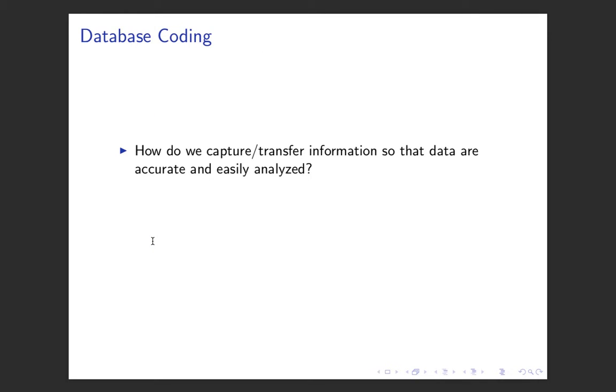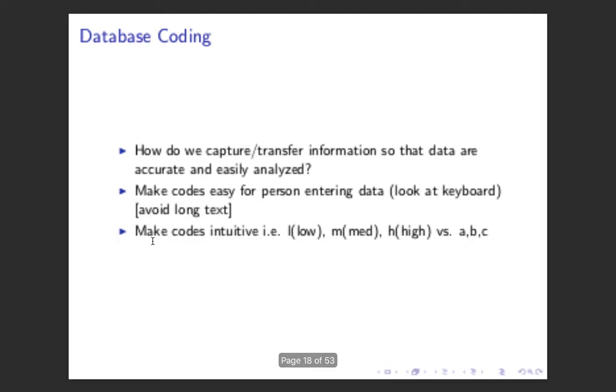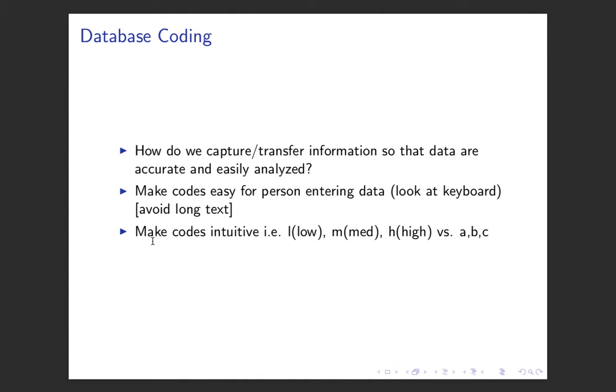Okay, so the coding, we want to make sure the data are accurate and equally analyzed. We want to make the codes easy for somebody entering the data on a keyboard or whatever. And so if you are going to ask people to enter a code, try to make sure that it's easy. So, for example, if something is, what's the level of your stress? Is it low, medium, or high? It's easier to do L, M, and H, versus something like ABC, which is just very generic, right? What you want is you want the person to be able to look at the database and know from the variable name what the variable is, and also from the entries what the response is.